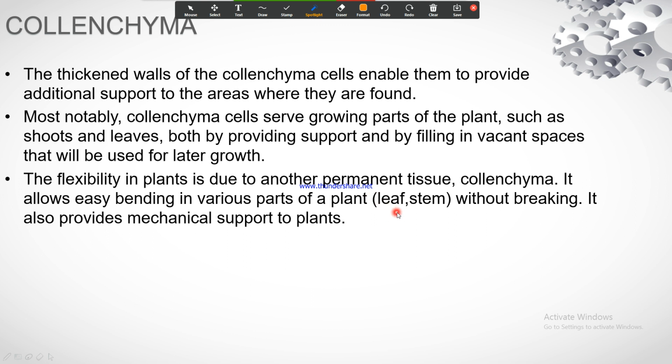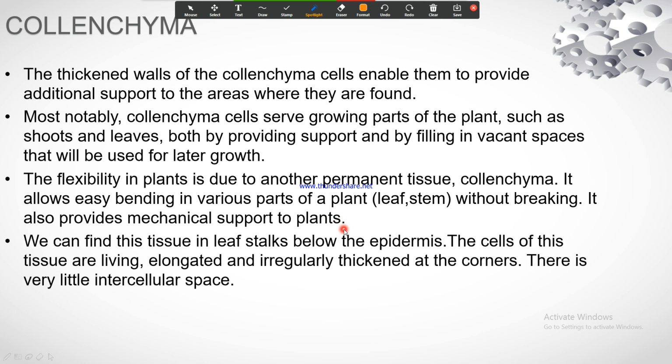Leaves also you have observed, right? Leaf stalks, because of the wind movement, move according to the wind direction but they don't break. Leaves are not breaking and are not leaving the plant body, because the leaf stalks and the petioles or the pedicels of the flowers are all made up of collenchyma tissue, and it also provides mechanical support to the plant. We can find this tissue in leaf stalks. So this is the location of this tissue.